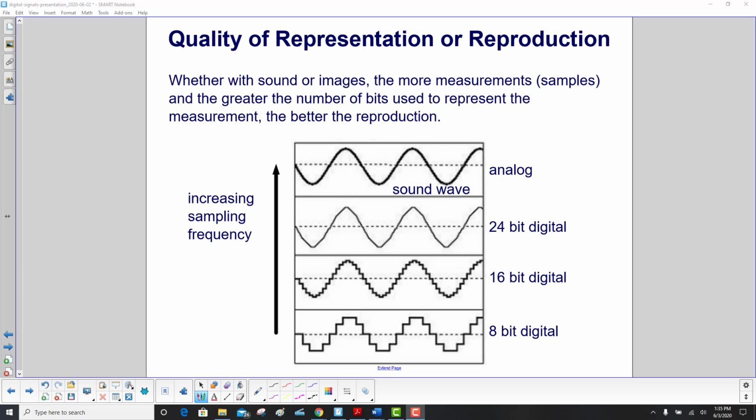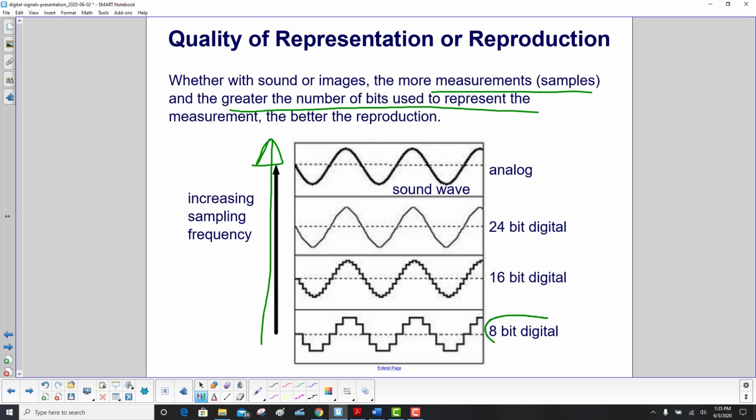Now, whether with sound or images, the more measurements you take or the more samples, the greater the number of bits used to represent the measurement, right? So there's two things here. More measurements, that's one thing, and the greater number of bits used to represent the measurement, the better the reproduction. So if you increase your sampling frequency going from bottom to top there, and also you increase the bits, okay?